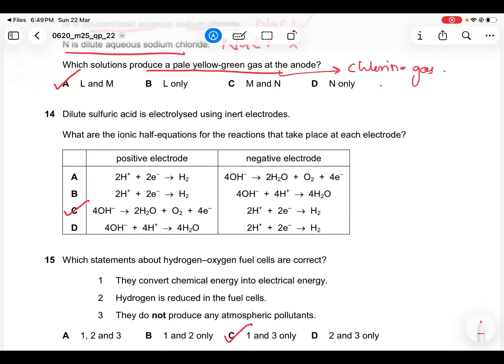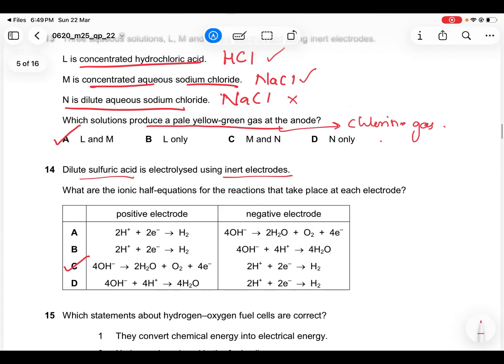Dilute sulfuric acid is electrolyzed using inert electrodes. What are the ionic half equations for the reactions that take place at each electrode? As I told you in the earlier question also, whenever we have a dilute aqueous solution, here we have dilute H2SO4. Here we do not have any halogen present in this formula, so it becomes easy to identify. We always get oxygen as a product at anode, and we don't have any metal also here, and hence hydrogen is the only product that we are going to get at cathode.